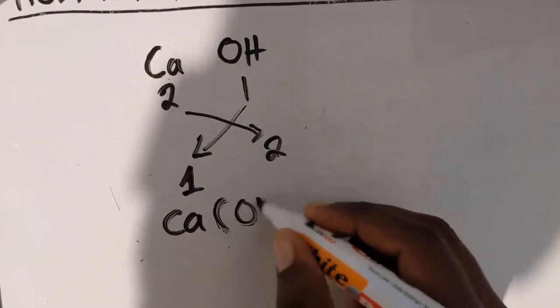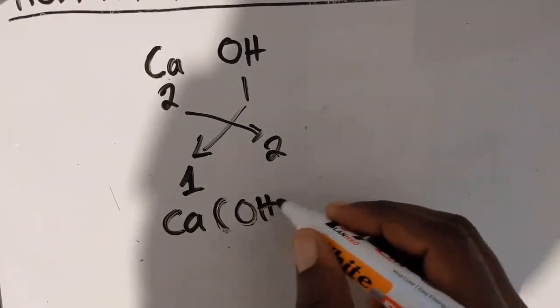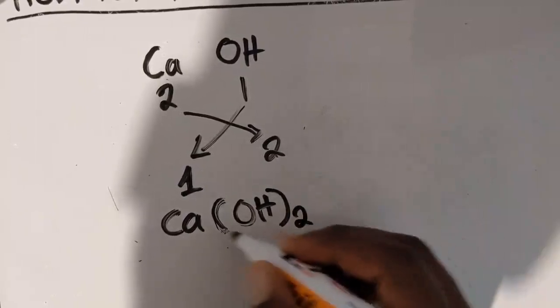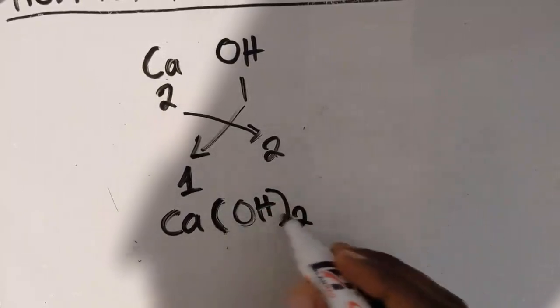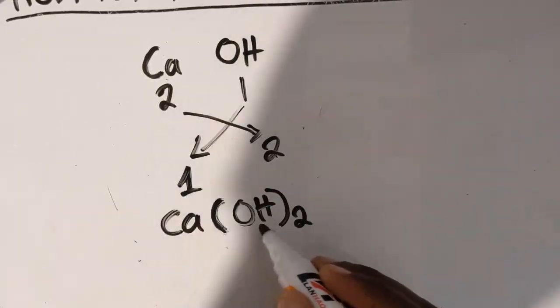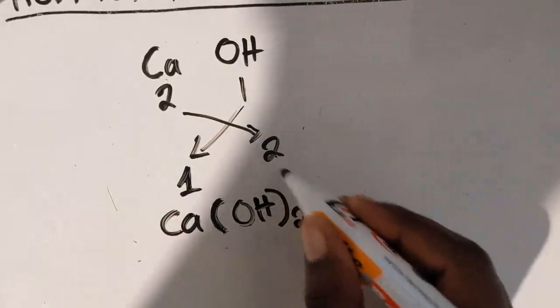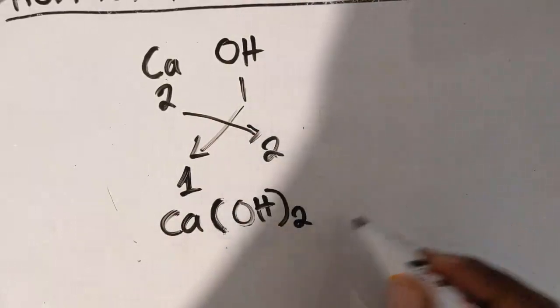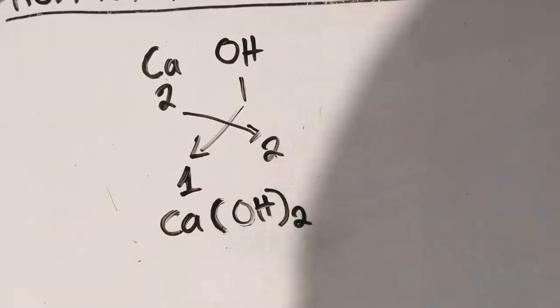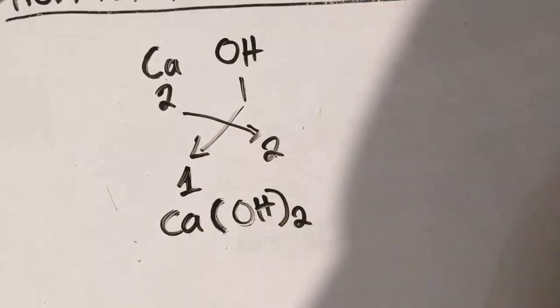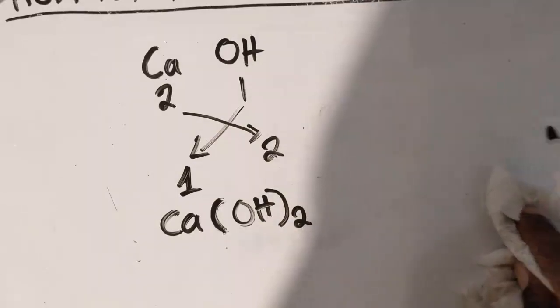So it will be oxygen, hydrogen, like that. Then the 2 will be outside. So put it inside a bracket, but put the number of electrons that it is receiving outside. That is what you need to do whenever it is receiving more than 1.